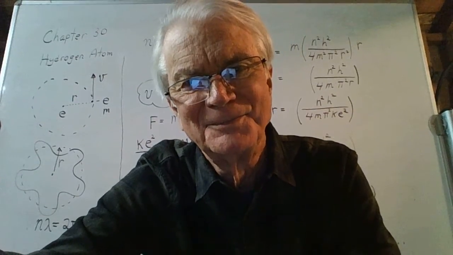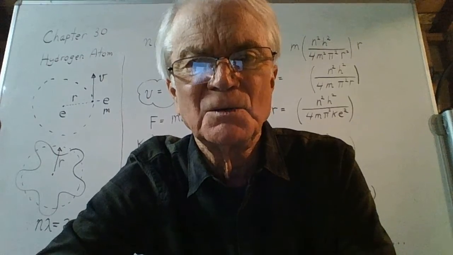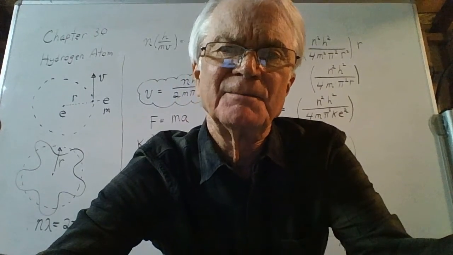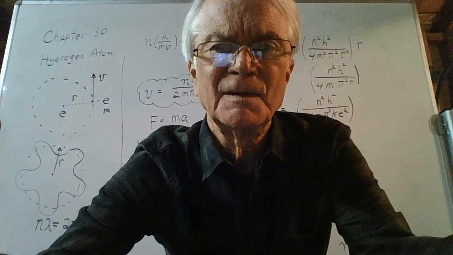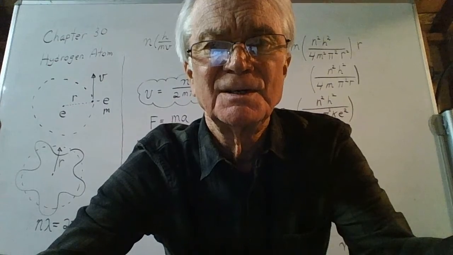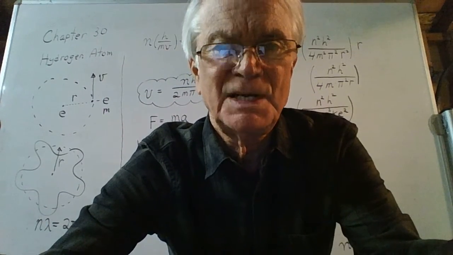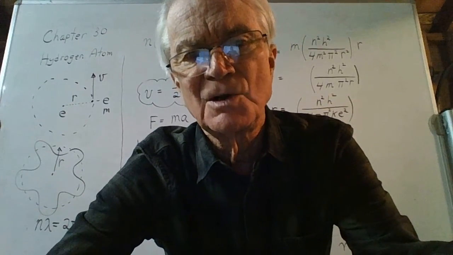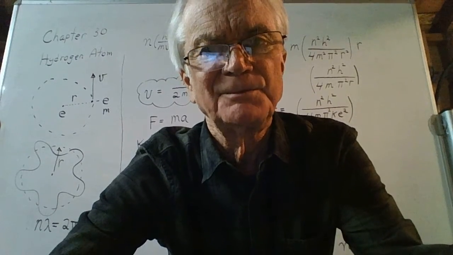Good morning. We're starting chapter 30. We'll begin with a discussion of why it is that the orbital radii for the electron orbiting the hydrogen nucleus are quantized, meaning that only certain values are allowed. We say the orbital radii are quantized.